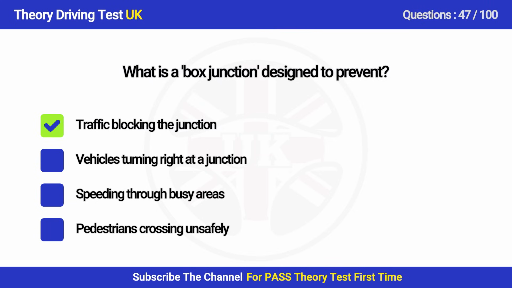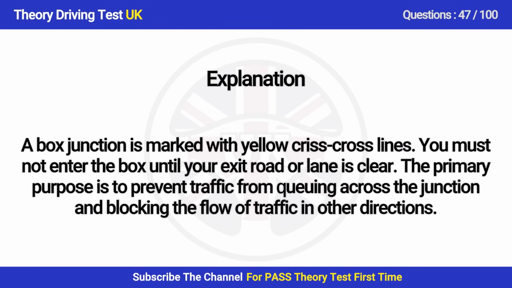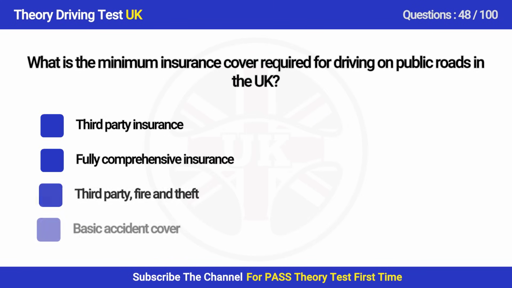Answer is A. Traffic blocking the junction. A box junction is marked with yellow lines. You must not enter the box until your exit road or lane is clear. The primary purpose is to prevent traffic from queuing across the junction and blocking the flow of traffic in other directions.